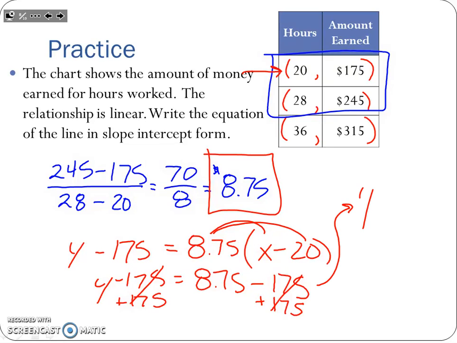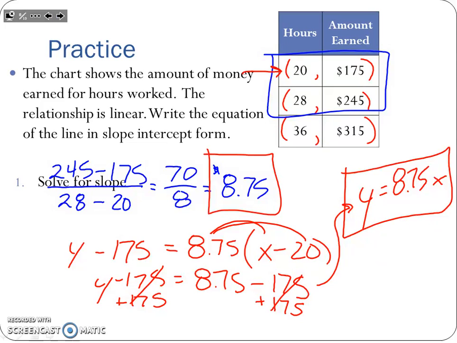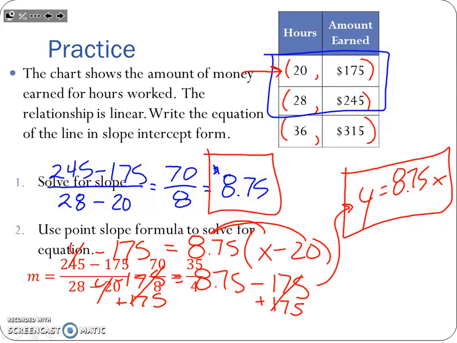And I end up with my equation. So my answer is y equals 8.75x. Which if we think about that, that makes sense. If you don't work at all, you're not going to get paid any money. So x is your hours, however many hours you work, and that's how much you get paid. All right, and then again, I want you guys to pause this video and try this one on your own. After you've tried it on your own, work with your partners and make sure it makes sense. Okay, and then we'll go ahead and do that now.